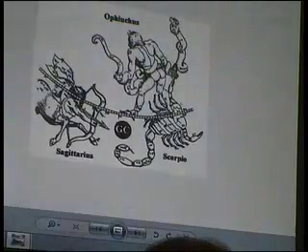This is Scorpio, and notice that the stinger of Scorpio is pointing to the center of the galaxy. And notice that this fellow, who's known in Greek as Ophiuchus, or the serpent holder, is standing with his left foot on the center of the galaxy.